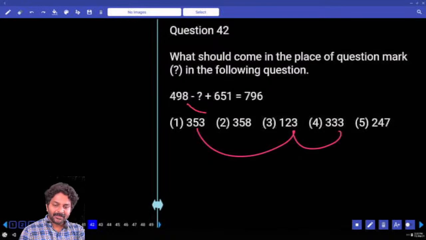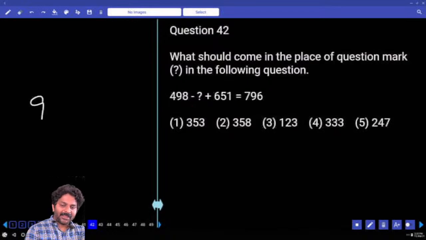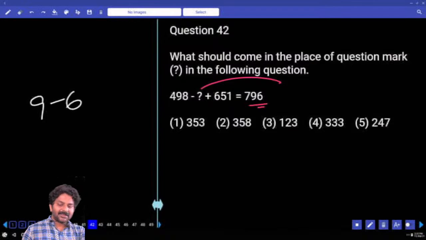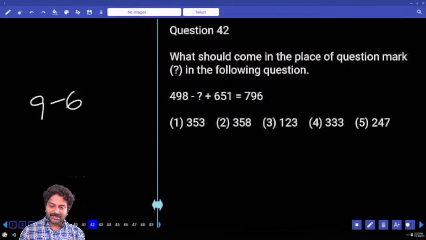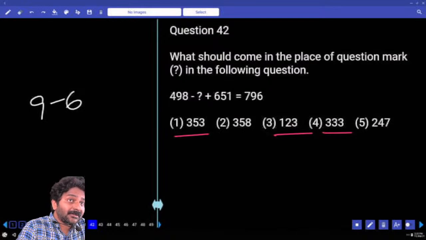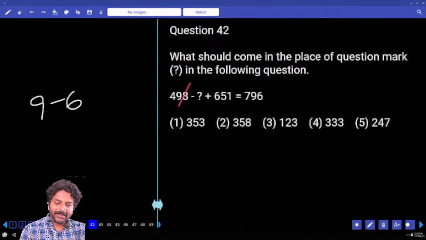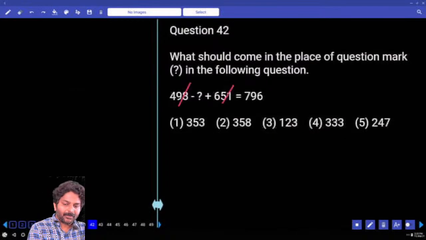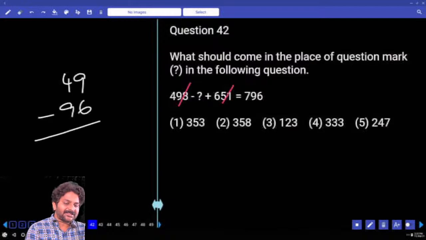Let's see. These two left hand side positive numbers. How much is that? 9. Minus x goes to the other side. 6 comes to left hand side. Answer ends with 3. So you know that it is definitely one among these 2 options only. Can you verify last 2 digits now? Observe those 3 options which are ending with different numbers. Agreed? Right. 98 plus 51. 49 minus 96. 3. 5.